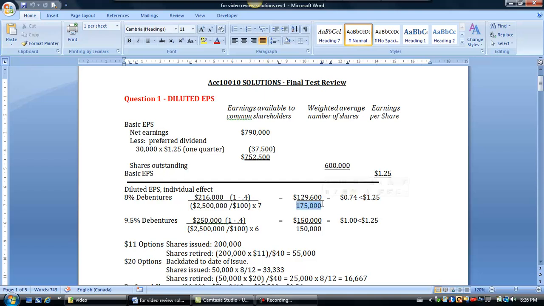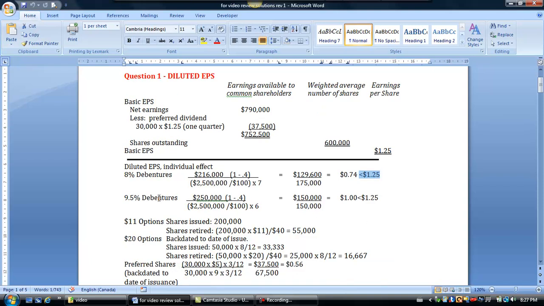So we know that if we had converted those bonds to common, we would have had 175,000 weighted average common shares in addition. Okay, so therefore, the EPS impact would have been 74 cents per common share. That's less than our basic EPS, so it's dilutive.